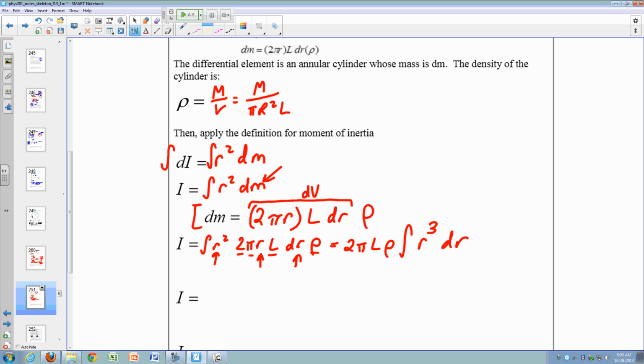The integral of that is going to be r to the 3 plus 1 divided by 3 plus 1, or r to the 4th over 4. My limits of integration here are going to be for what? I'm integrating over all these shells, beginning at the middle and moving out to the edge. What's going to be my limits of integration for this integral?